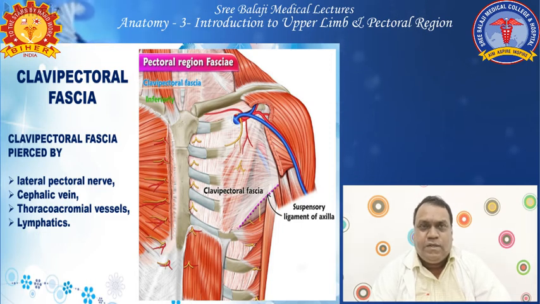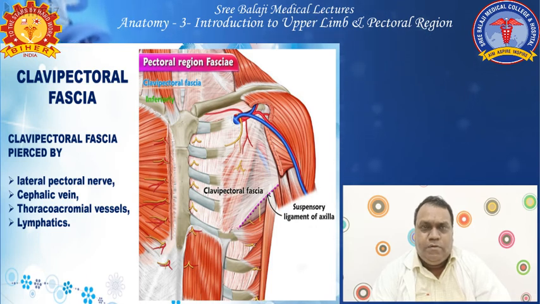We have also seen, briefly, the flexor retinaculum and extensor retinaculum, then the superficial arch. This is the introduction to the upper limb. We will see everything in detail in later classes.